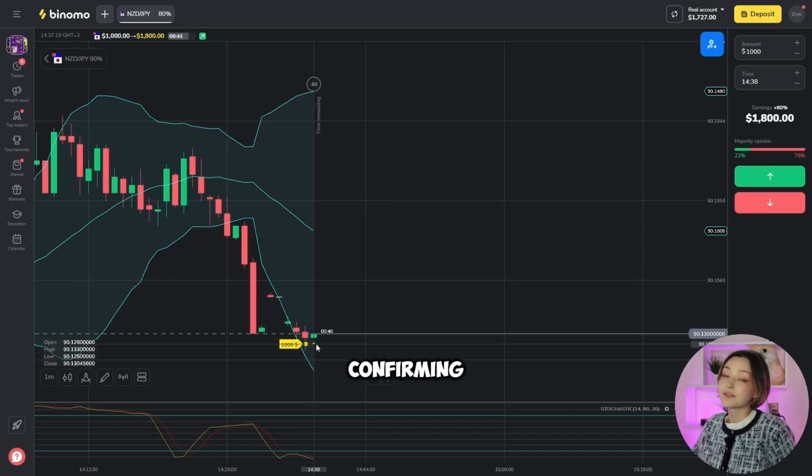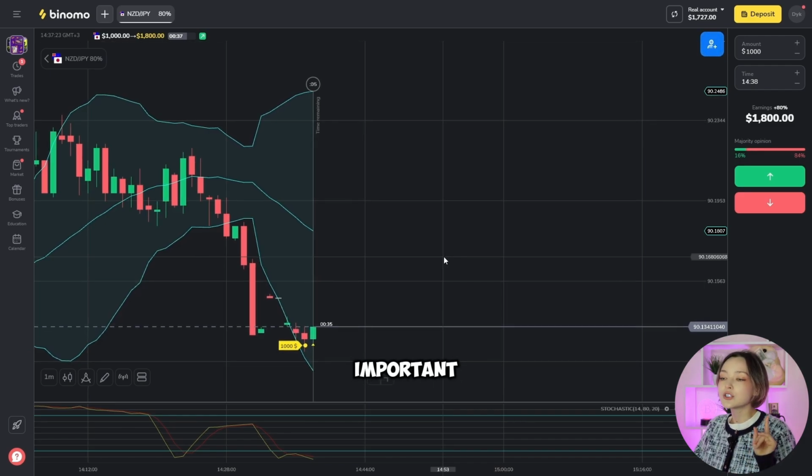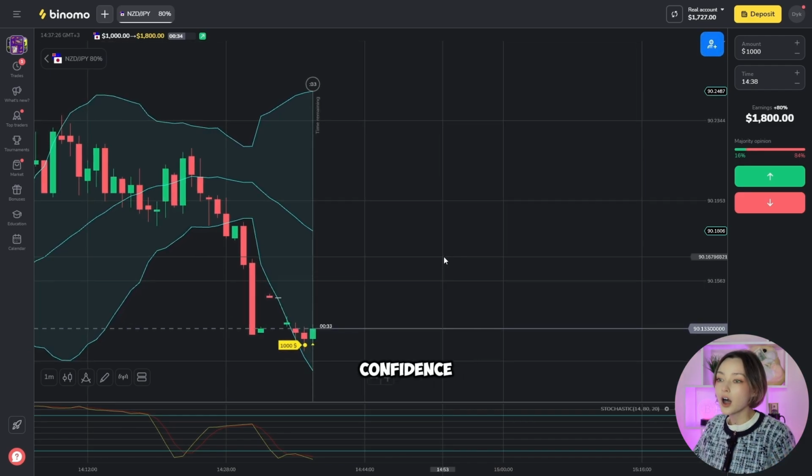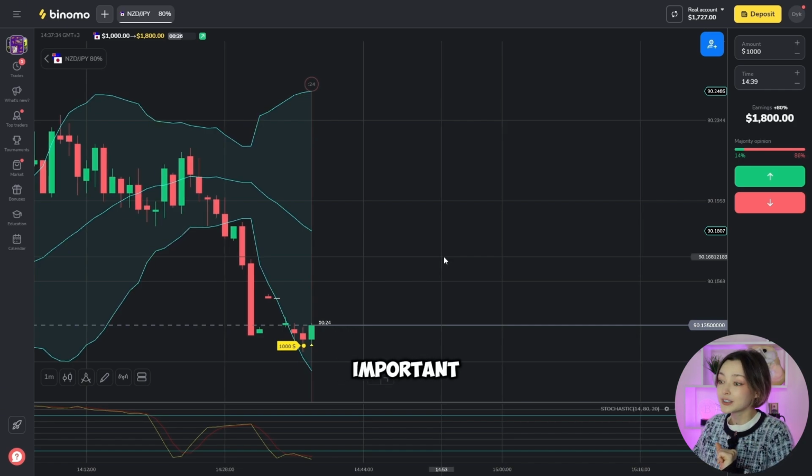As you can see, I use confirming factors in addition to the signals from the indicators. It is important to use them because these factors give us confidence in our trading, guys. For me, these factors are either candle patterns or certain levels. I recommend that you use them just as well. It's very important. This will increase the win rate of your trades.